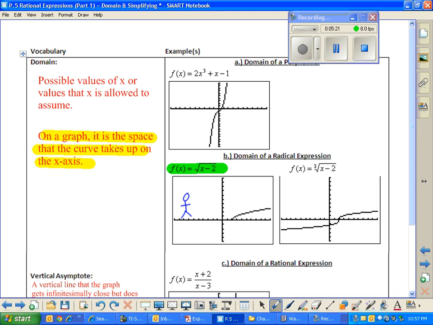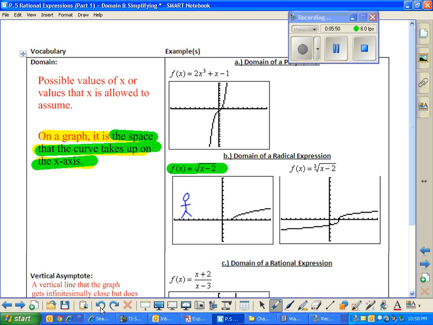Imagine you're standing there. And as you walk along the graph, you're going to walk along the x-axis, because what you're trying to decide is the space that the graph takes up on the x-axis. You're trying to figure that out. So just stand there for a second. This is you standing here. It looks like you're standing at, what is that, like -8 right there? So that's you standing there.